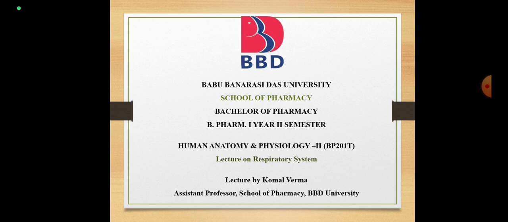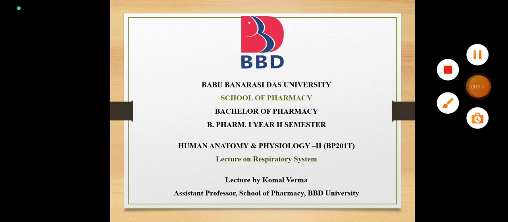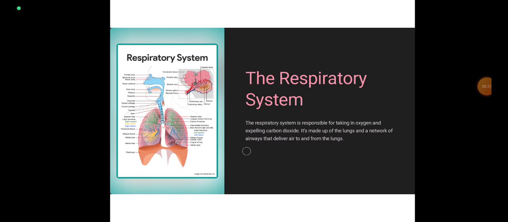Today I will discuss an important topic, the human respiratory system. The respiratory system is responsible for taking in oxygen and expelling carbon dioxide. It is made up of the lungs and a network of airways that deliver air to and from the lungs. The exchange of gases, O2 and CO2, occurring between the atmosphere and body cells is known as respiration.